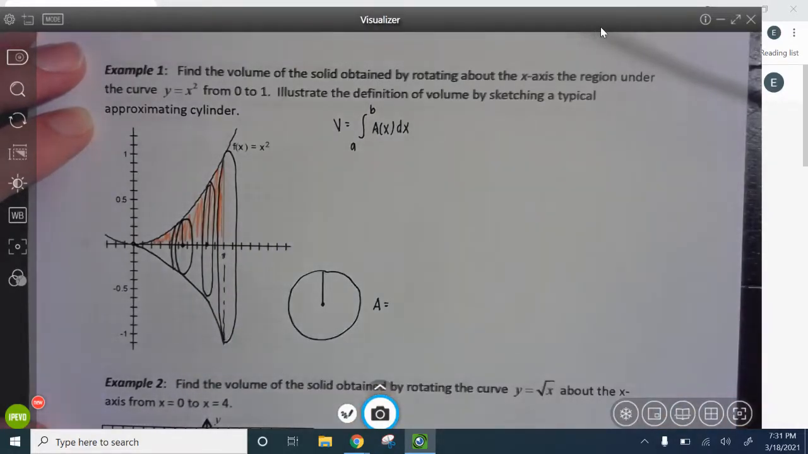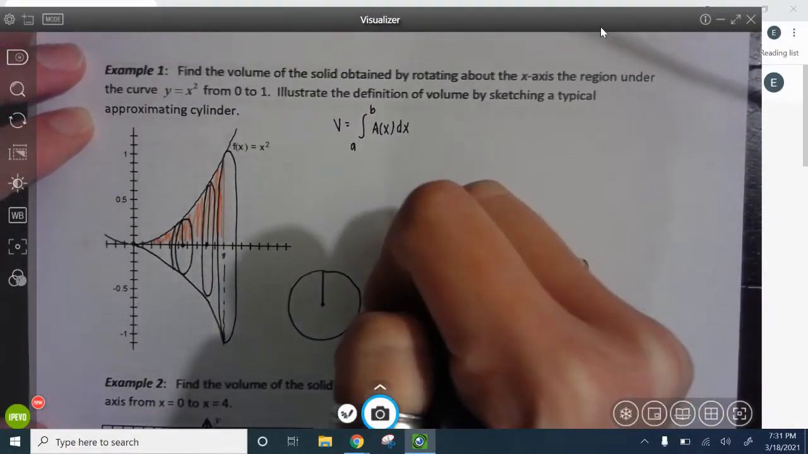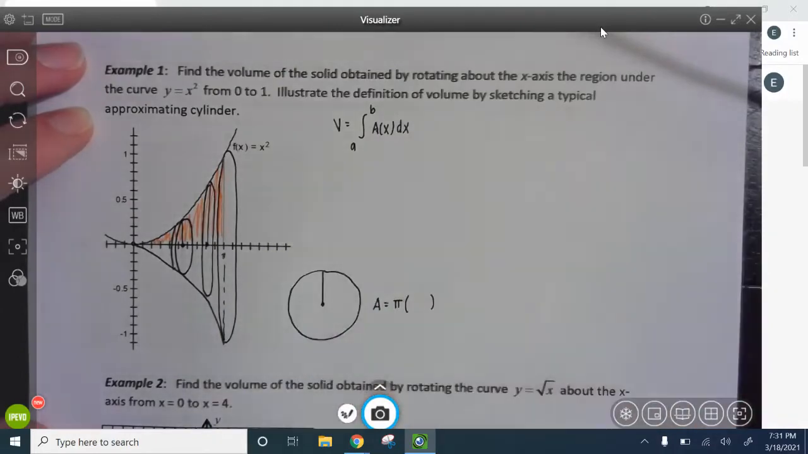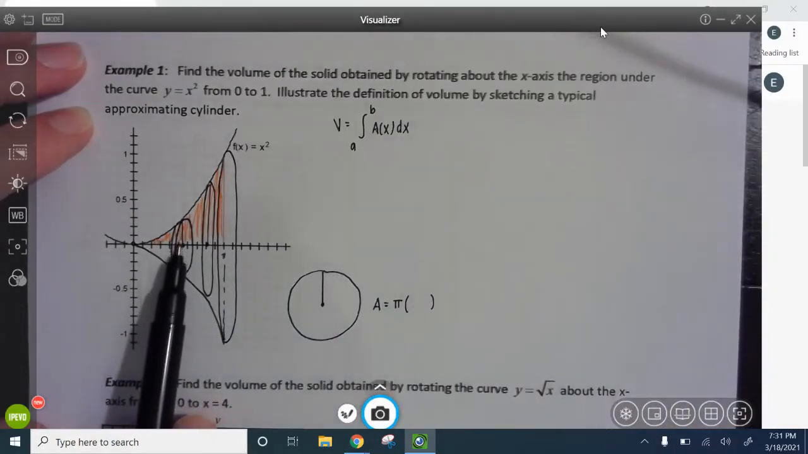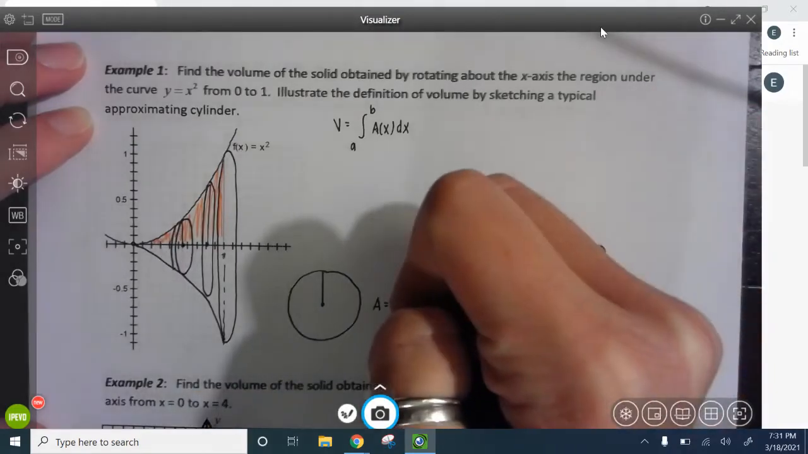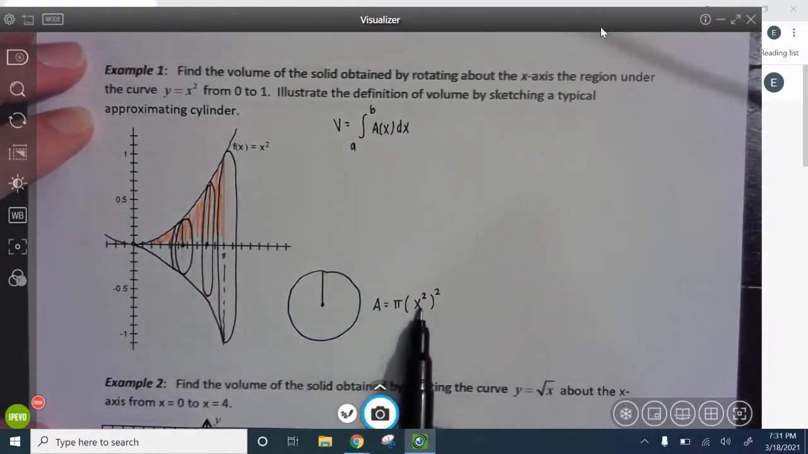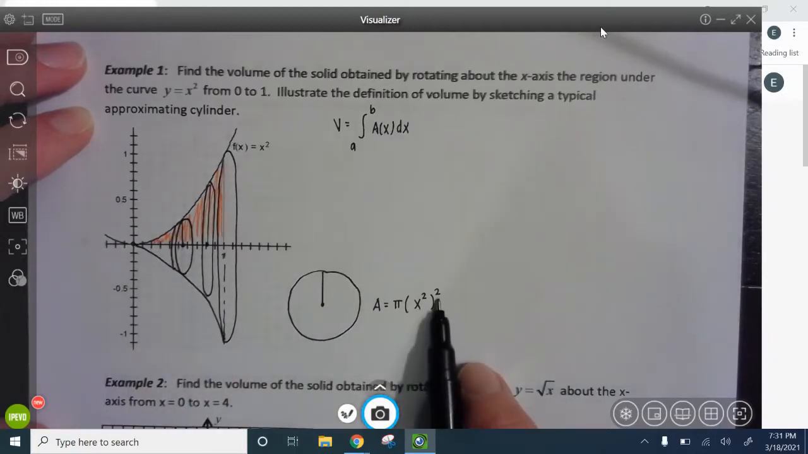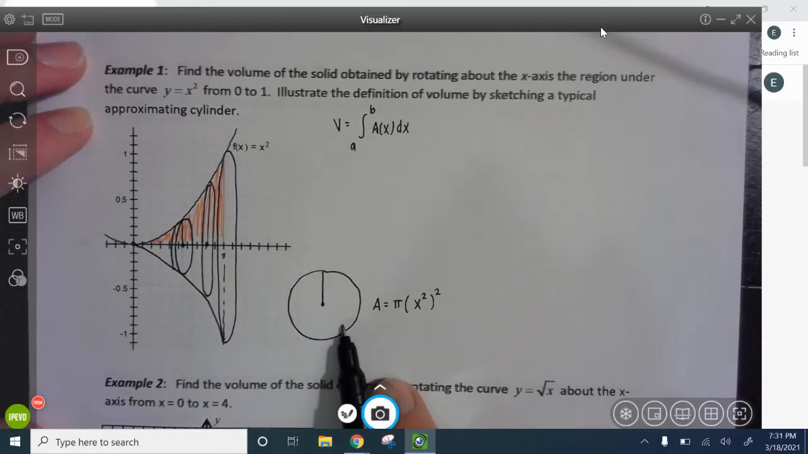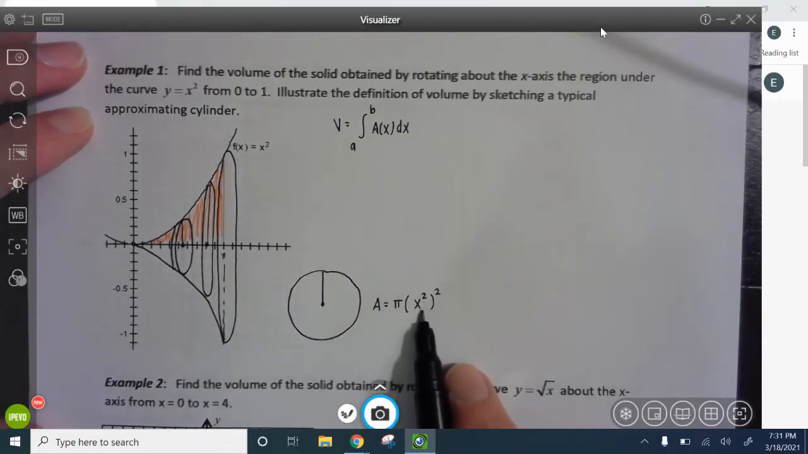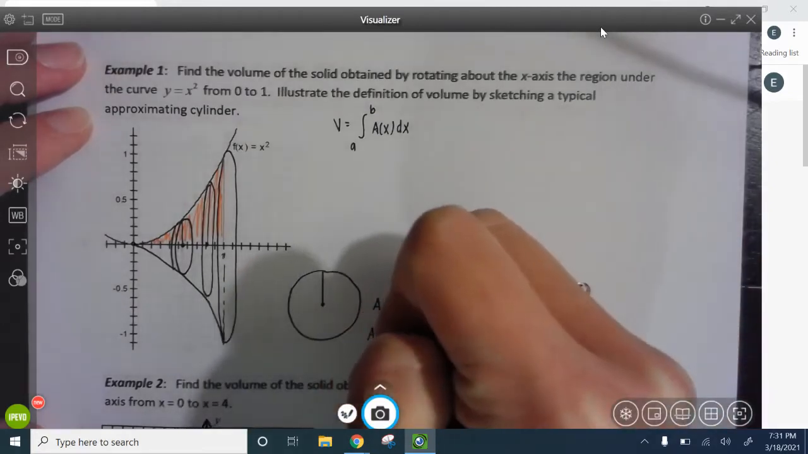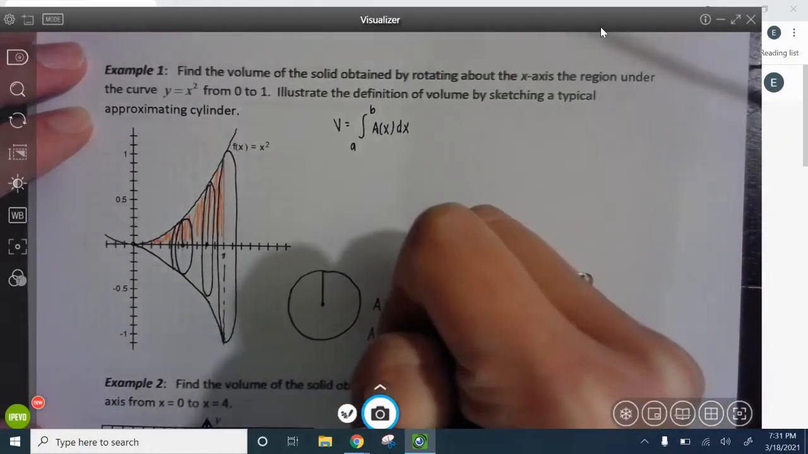So the area of this cross section would be pi. And our radius, again, is just going to be this length from this x squared down to the x-axis. So in this case, that's going to be x squared, squared. Because again, the radius is just the distance from 0 to x squared, which is just going to be x squared. And remember that the area is going to be pi r squared. So if our radius is x squared, we also have to square that. If we simplify that a little bit, that's going to be pi times x to the fourth.